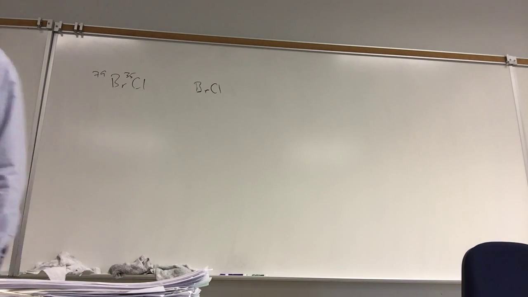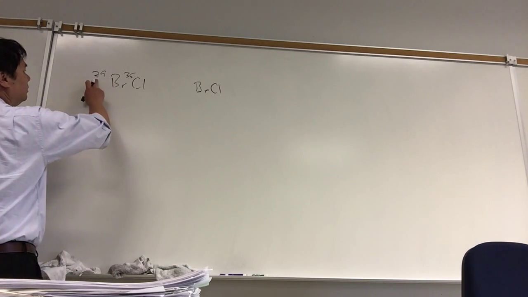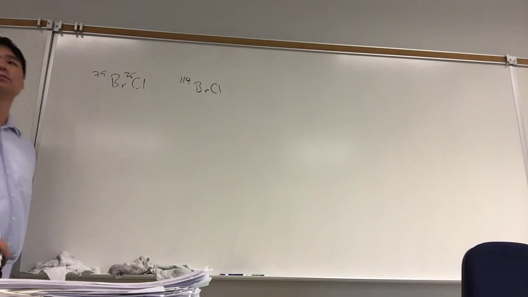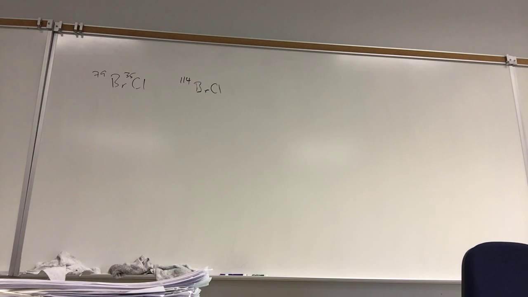So if you add up the two mass numbers, what's the total mass number for that bromine chloride molecule? 104, is it? 114? 114, bromine chloride 114. So bromine chloride 114 should weigh approximately 114 U, or it should weigh exactly 114 U. Approximately 114 or exactly 114?